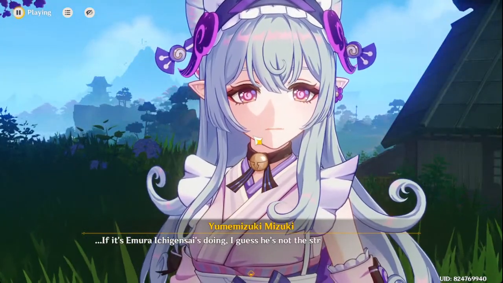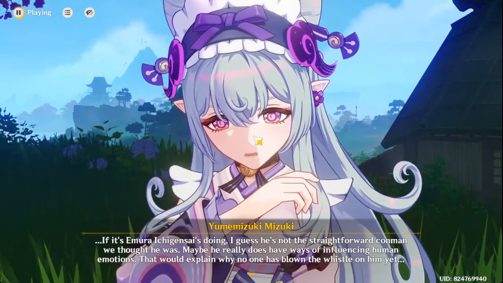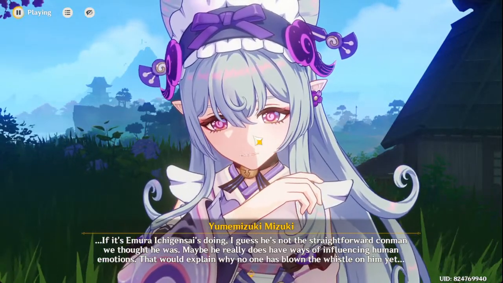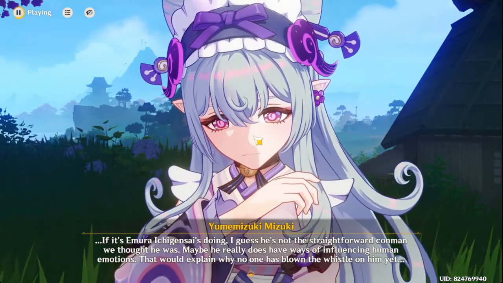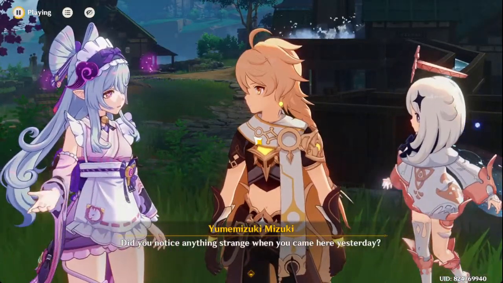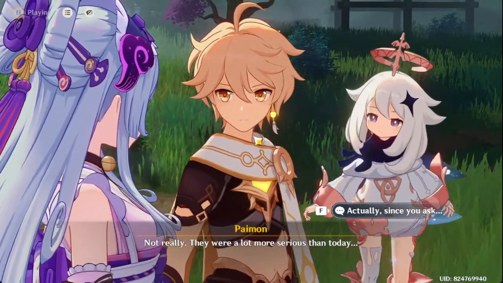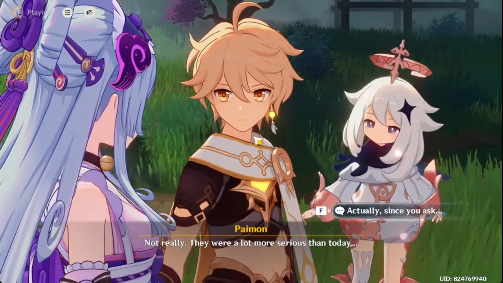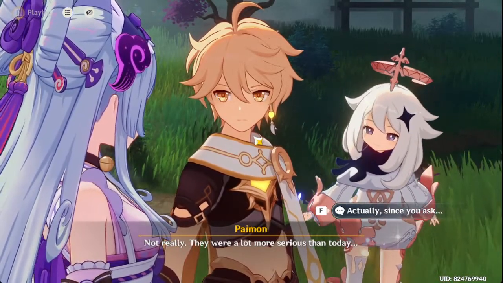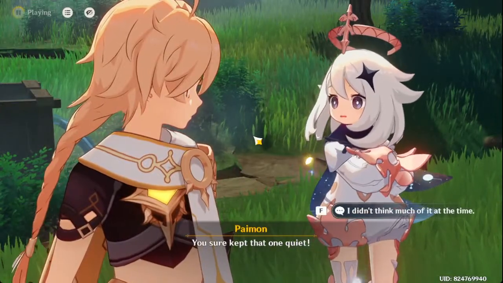If it's Emura Ichigensai's doing, I guess he's not the straightforward calm man we thought he was. Maybe he really does have ways of influencing human emotions. That would explain why no one has blown the whistle on him yet. Did you notice anything strange when you came here yesterday? Not really. They were a lot more serious than today. You sure kept that one quiet.